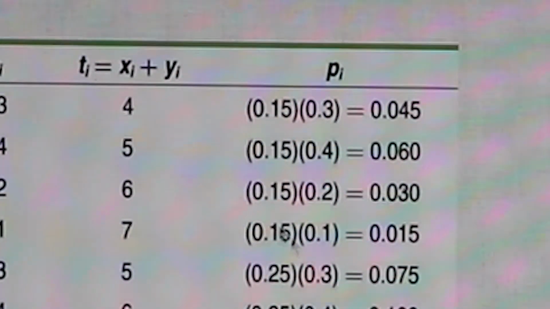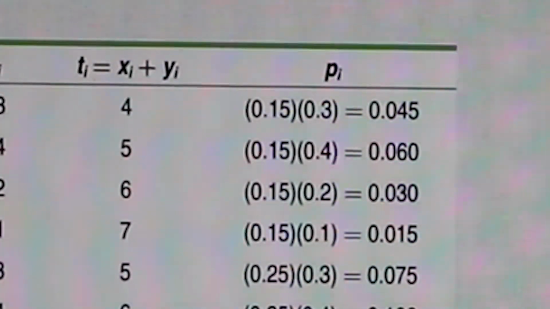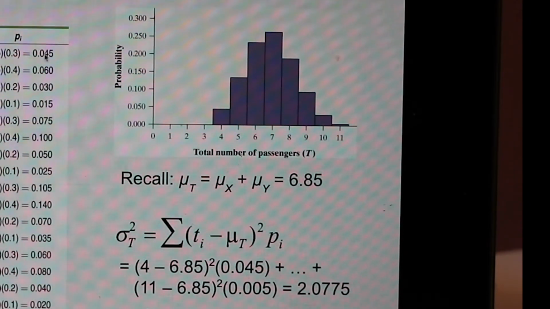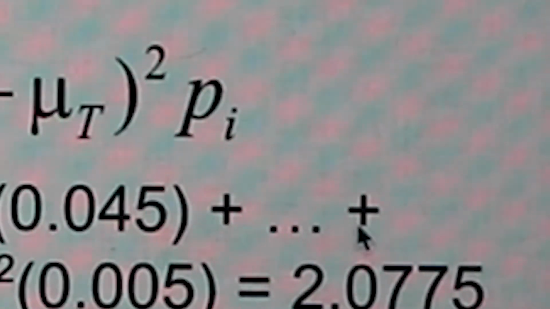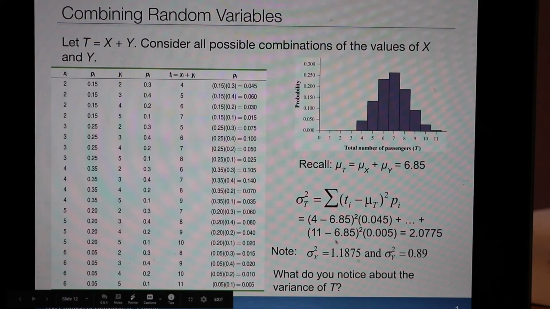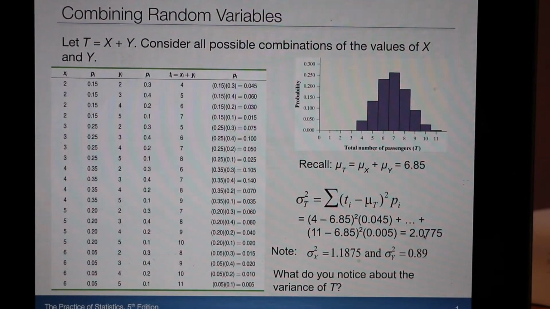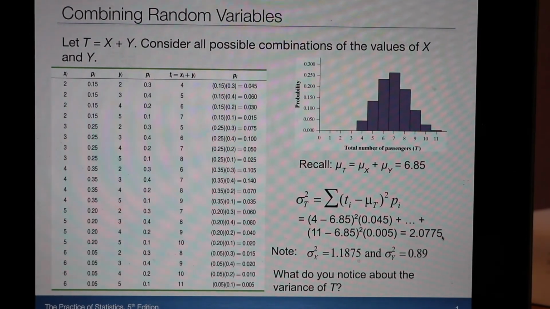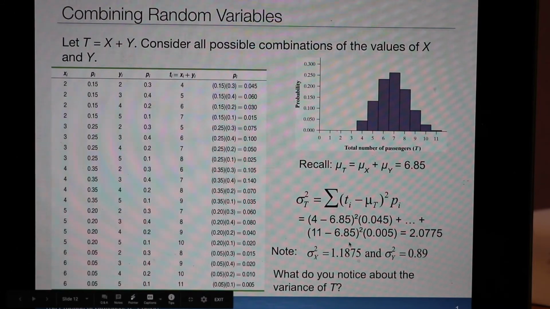So 4. So that's this number right here. So 4 minus the expected value squared times its probability, which came from this, plus dot dot dot, go all the way down to 11 minus the expected value for the total squared times its probability, and you add up all those and you get 2.0775. Holy smokes.